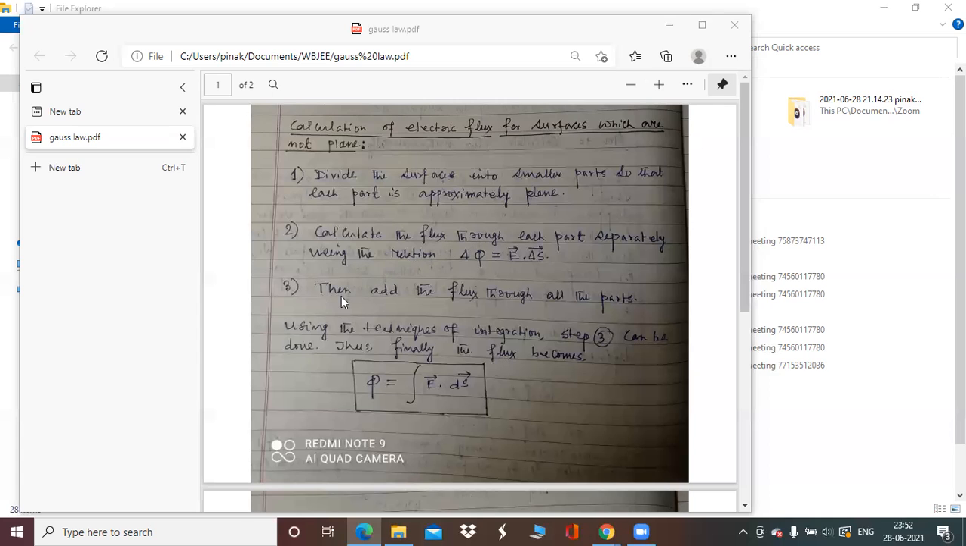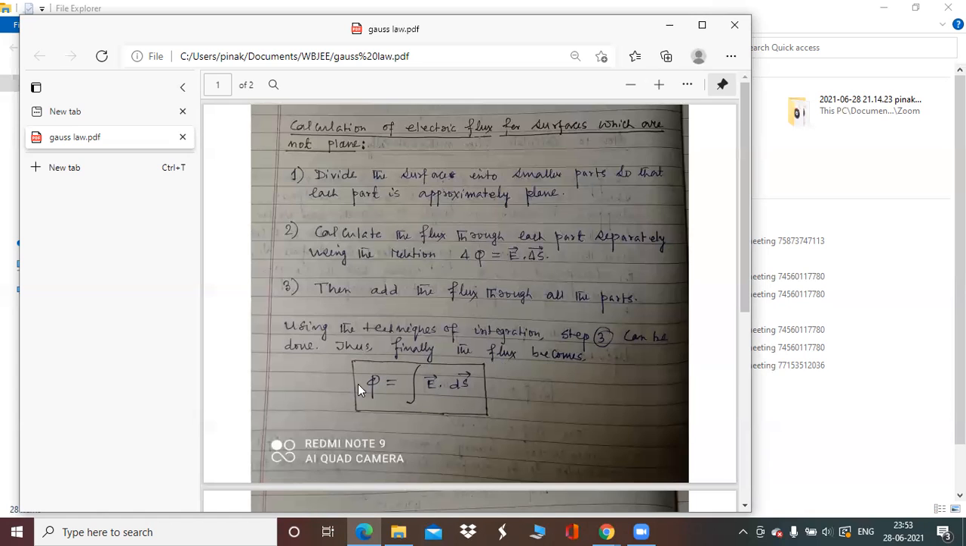Now, in the third step, what we do, we add the flux through all the parts. That means the fluxes that we found using this relation through each small part, we will now add up in the third stage. Then we will be getting the electric flux through the entire surface. And this third step we can do using the technique of integration. So using the technique of integration, step 3 can be done. So finally the expression of flux becomes phi is equal to integration E bar dot ds bar.